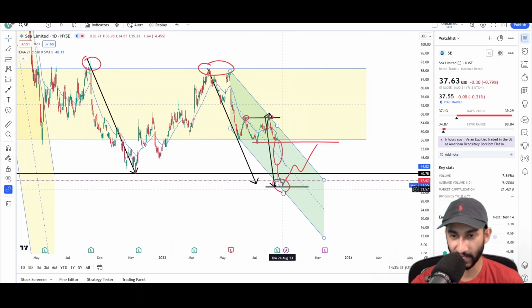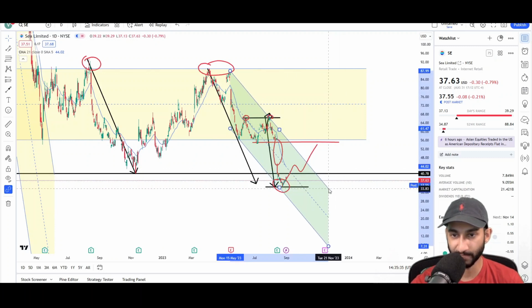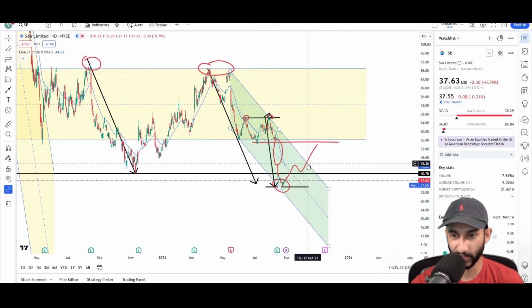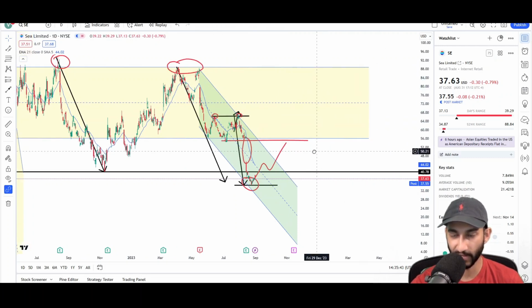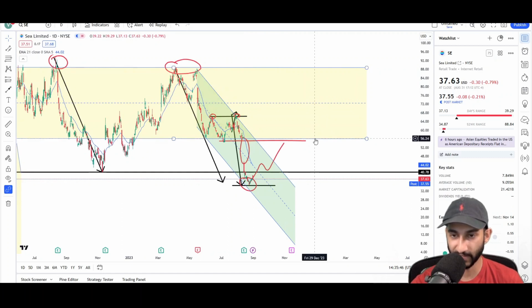But if we see accelerated buying, then I want to see price get outside of this potential channel, because we could just push right through the mid 40s. Then I want to see price get back inside of this yellow range right over here. That would be a very good sign, back in the mid 50s.